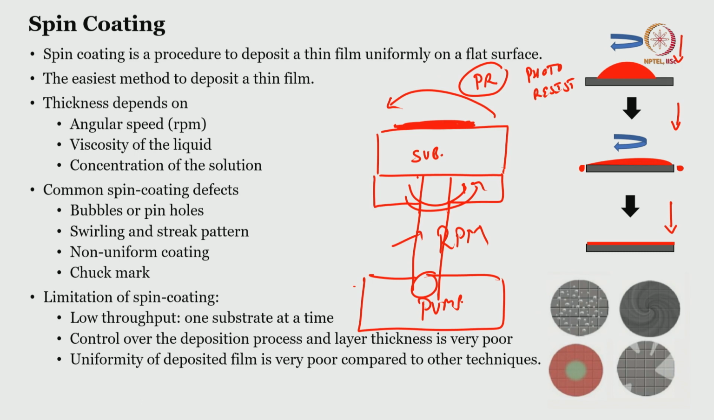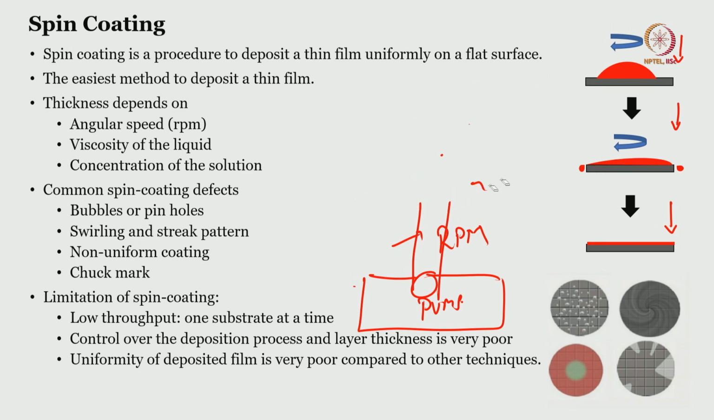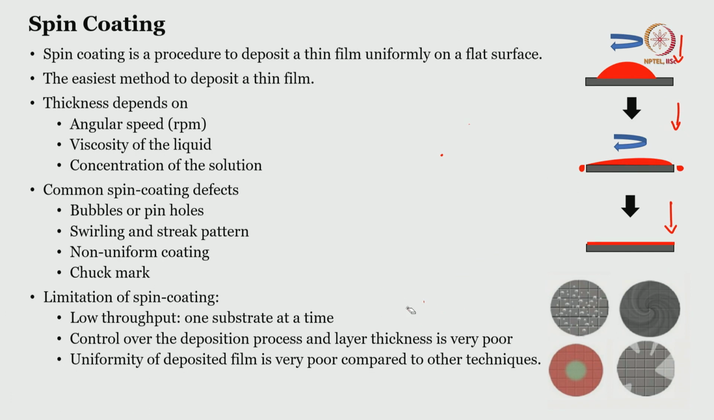resist will get deposited. Now, we are talking about a resist, but you can talk about any other material which you want to deposit using spin coating. Particularly, I will show you the example of spin coating when we talk about photolithography. But via spin coating we can coat some of the materials.